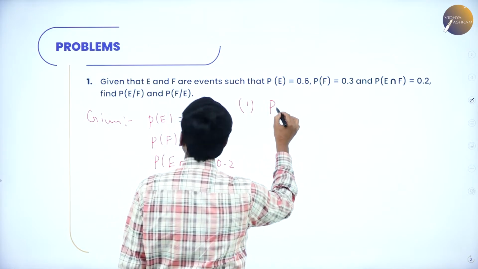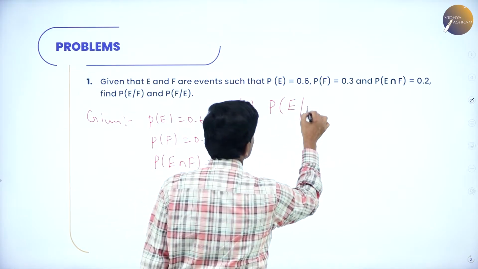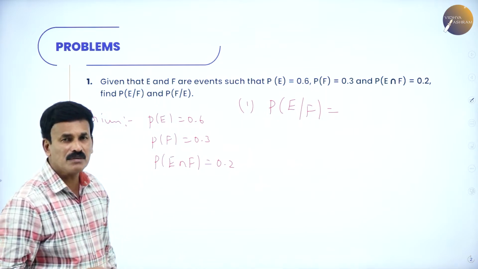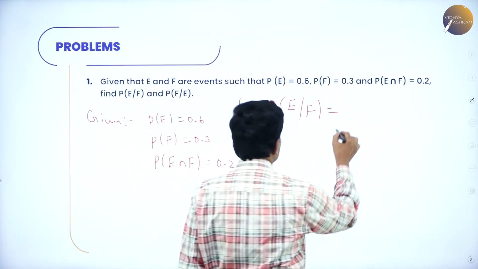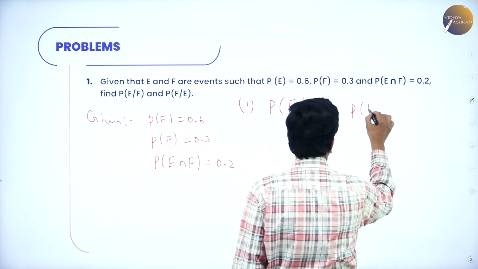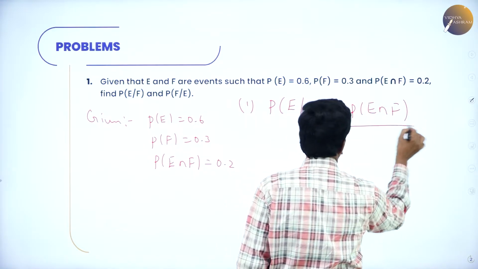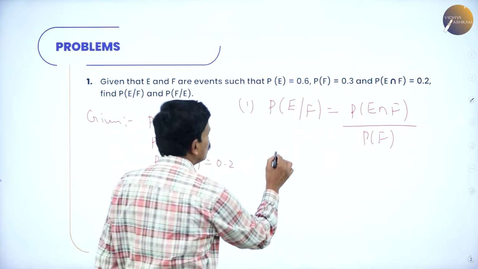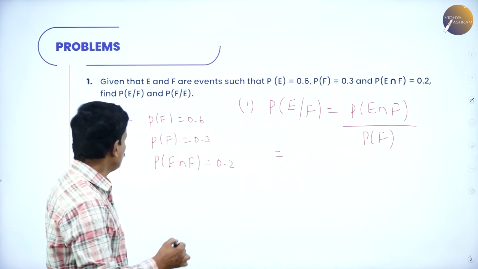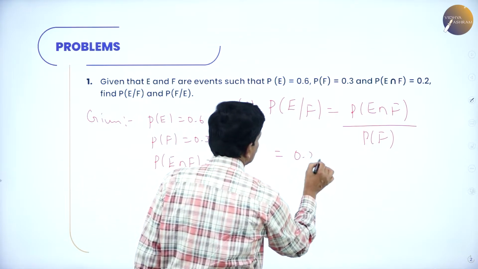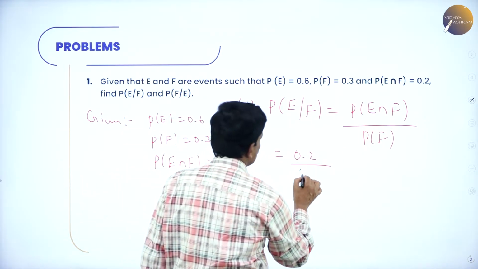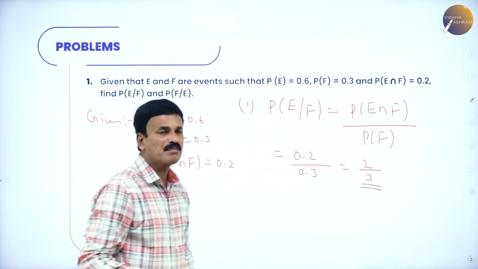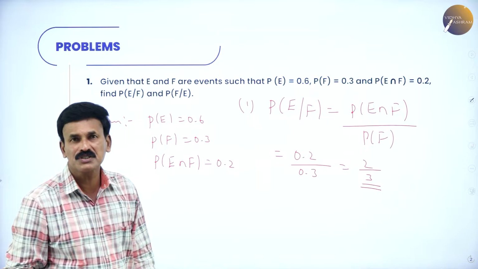First, probability of E by F, that is probability of E if F has already occurred, is given by, what is the formula we are going to use here? Probability of E by F is equal to probability of E intersection F divided by the probability of F. Now what is this equal to? The probability of E intersection F is 0.2 divided by probability of F, 0.3. This can be written as 2 by 3. The probability of E by F is 2 by 3.